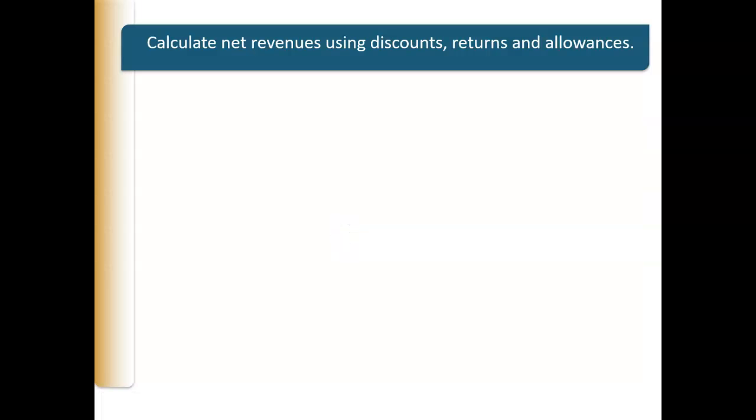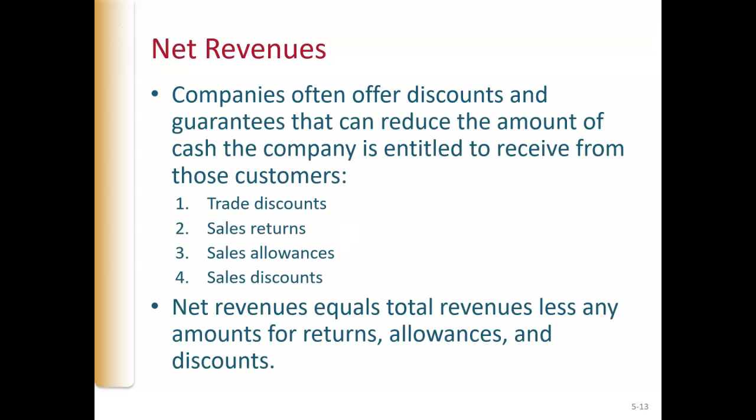So, for the most part, we provide a service. When the service has been completed, we report the income along with either the asset cash or accounts receivable. But sometimes companies like to confuse it up and make it a little more complicated. Oftentimes companies offer discounts and guarantees that reduce the amount of cash the company is going to receive.